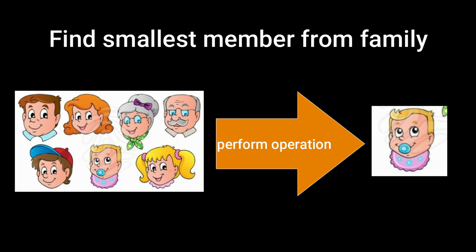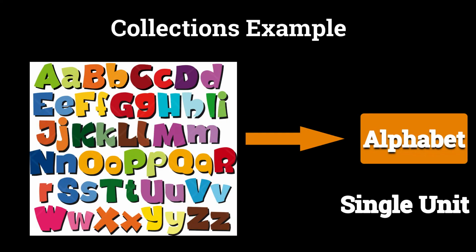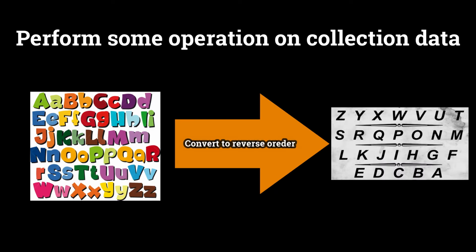For example, I have some data like A, B, C, D, E that I'm considering as a single unit, which I'm calling an alphabet. So that is my collection, because similar kinds of data are considered as a single unit. And if I want to perform some operation on that data, like making that alphabet collection into reverse order, in that case I'm performing some operation, so we go ahead with the stream.